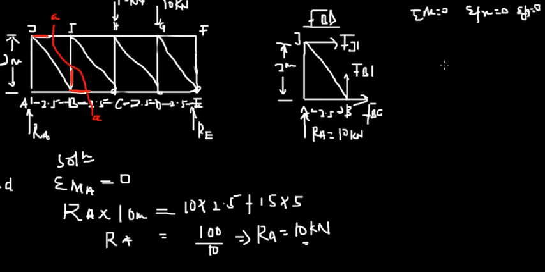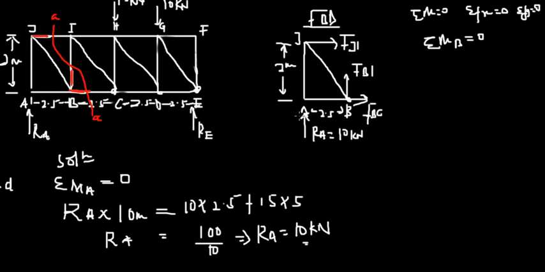So from here you could take the moment at point B, okay? Right, so let's take the moment at point B. So when we take the moment at point B and then we equate that to 0, this is the point we are referring to, okay? Point B, okay? We are taking moment from point B.